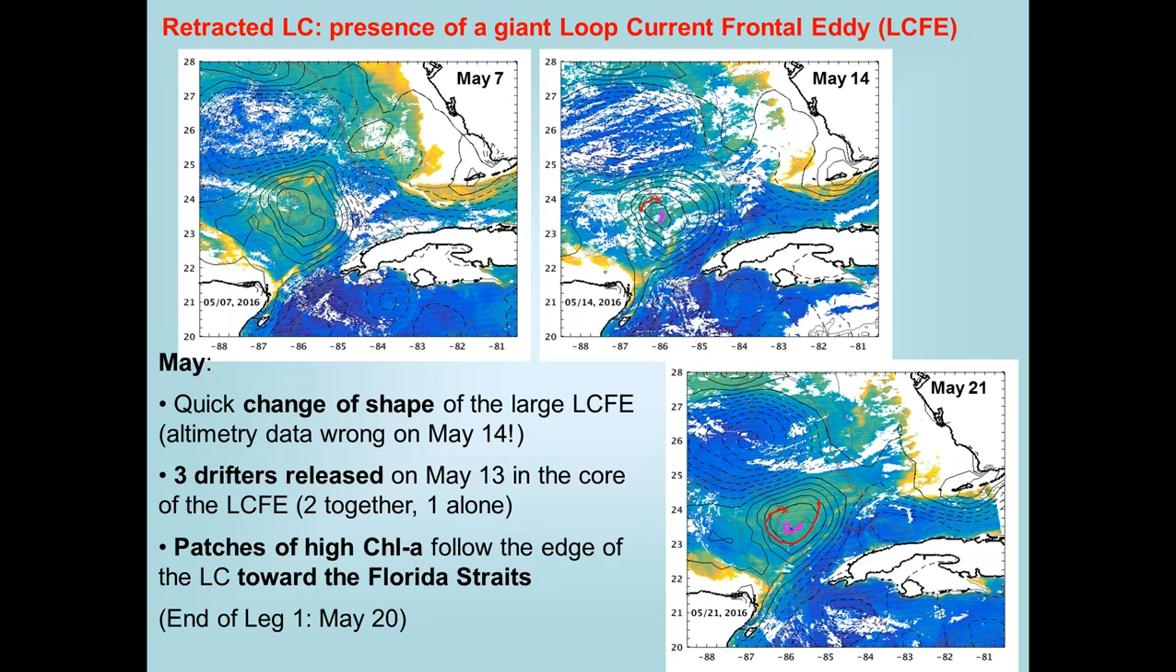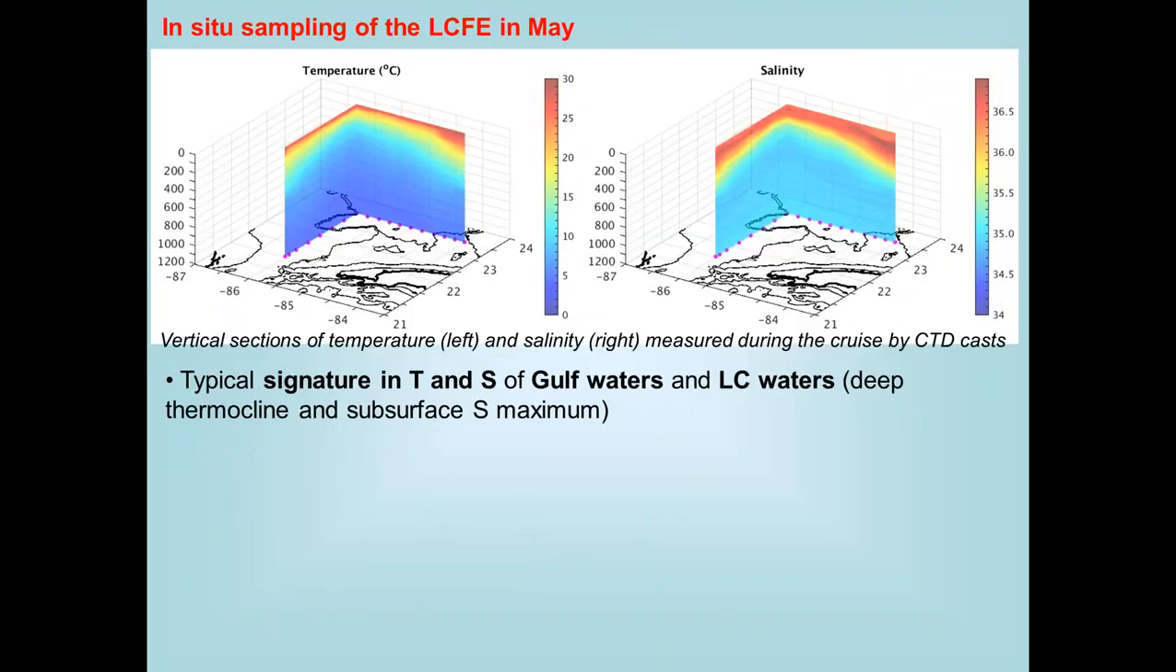And we were also able to do CTD casts in that eddy. So these are the points along which we sampled the frontal eddy, which was centered around here. And we see that the CTDs were able to capture the typical signature of loop current waters at the edge, with a deep thermocline and also the presence of a subsurface salinity maximum at 100, 200 meters here, which is very well pronounced. And in the center is typical Gulf water that doesn't show this subsurface salinity maximum.